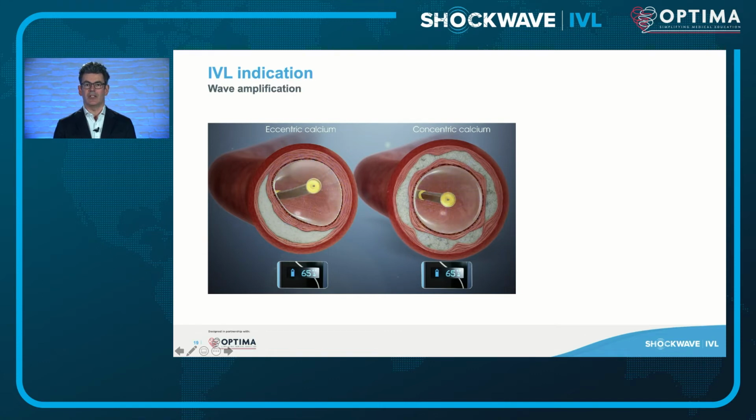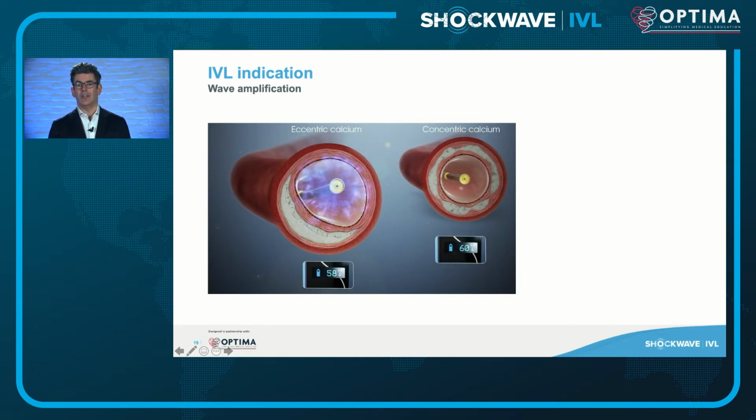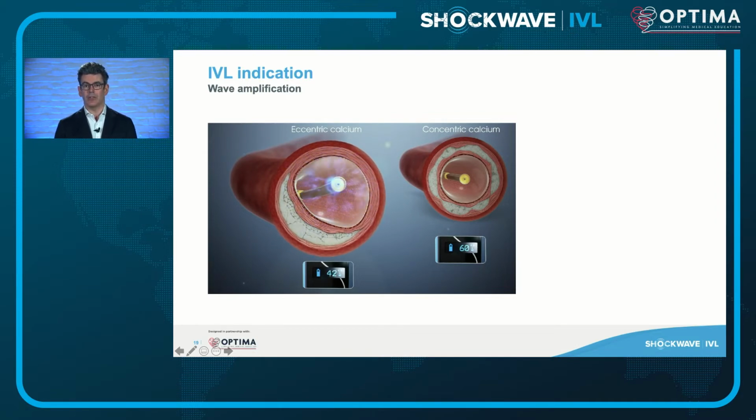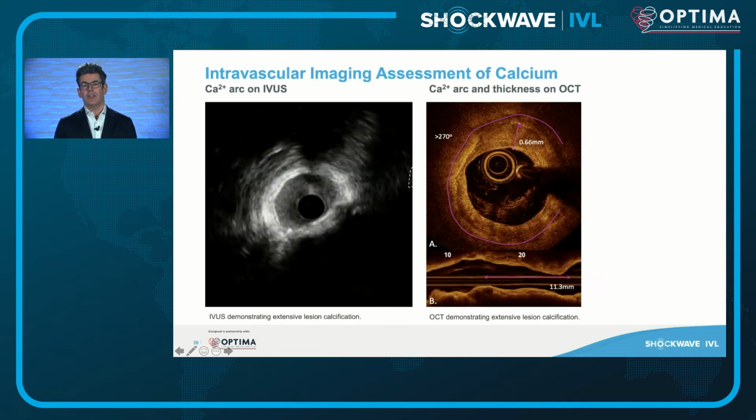With eccentric lesions, energy is still delivered to the area of calcification, but because of energy dissipation in the non-calcified vessel, you need to deliver more shockwave energy. But remember, each balloon has 80 shocks to deliver in total. And knowing which lesions to treat, it's extremely helpful to have intravascular imaging. It's not essential, but if you want to identify the areas where the IVL is going to be most effective, identifying the concentric lesions as well as the eccentric calcified lesions, then intravascular imaging is extremely useful.